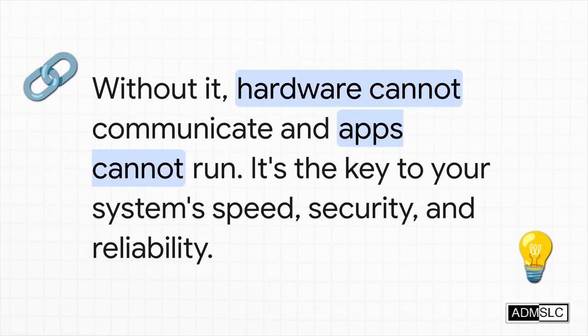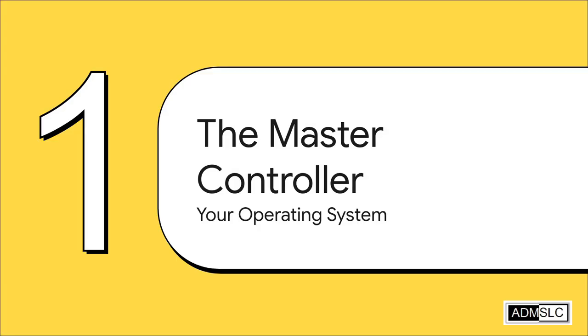And here's the bottom line. Without all that system software, your computer is just an expensive box of plastic and metal. It's the absolutely essential link that allows the physical hardware to understand what you want and to run your applications. This invisible layer is what really determines your system's speed, its security, and its day-to-day reliability. So let's zoom in on the most important piece of this whole puzzle, the master controller of your entire device, your operating system, or as we all call it, the OS.